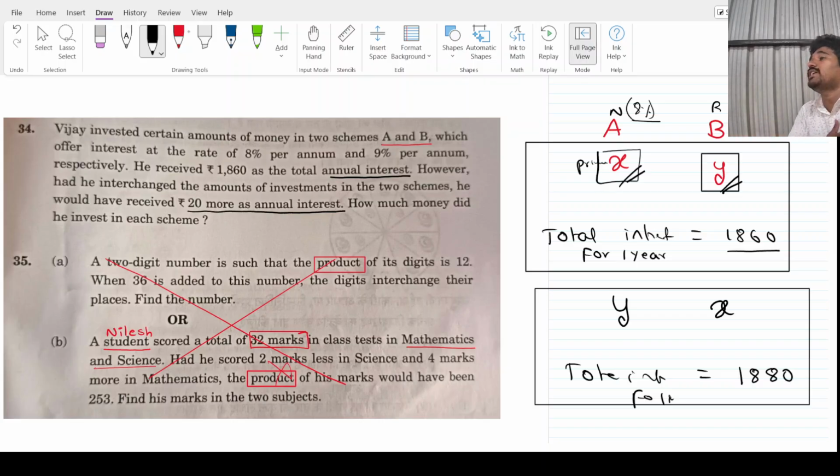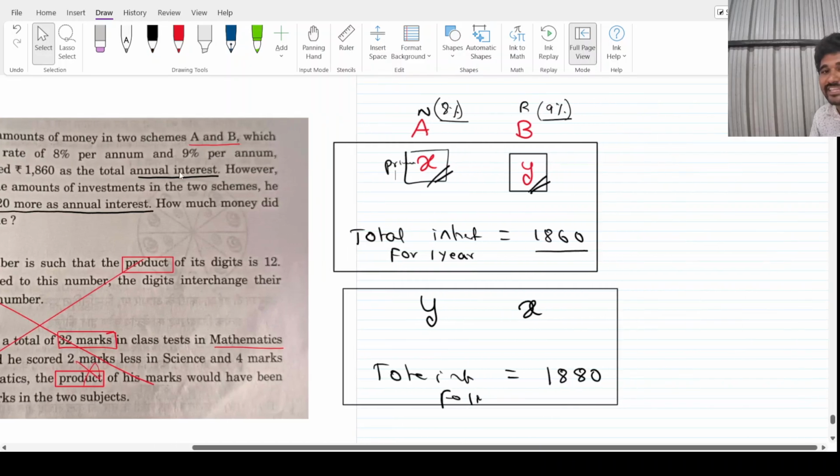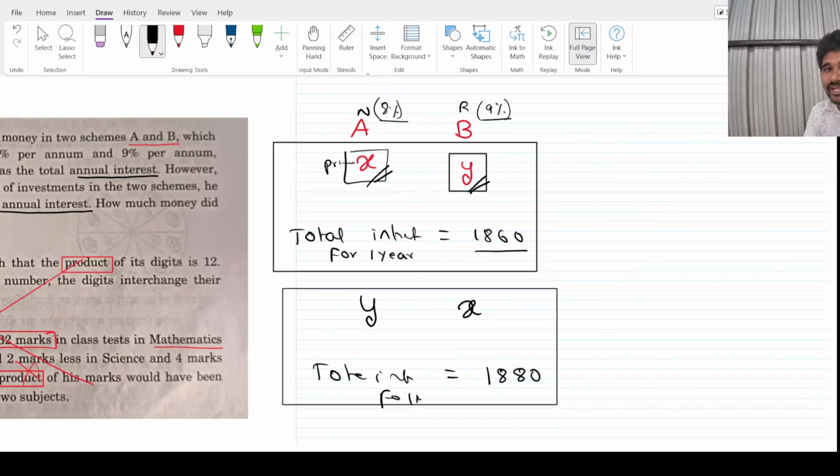Amount is always a principal value. Is that clear? Now observe. We are going to get the interest. Now look, how much interest will bank A give? Bank A's interest is nothing but how much principal I gave to bank A, x, into the interest rate, 8 by 100, into 1 year. That is the interest provided by bank A.